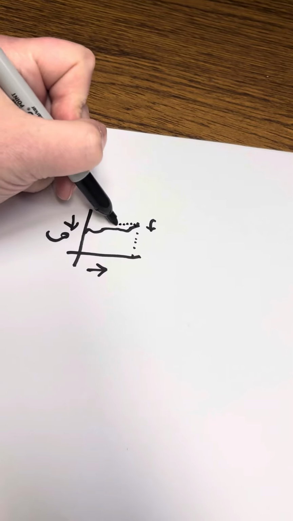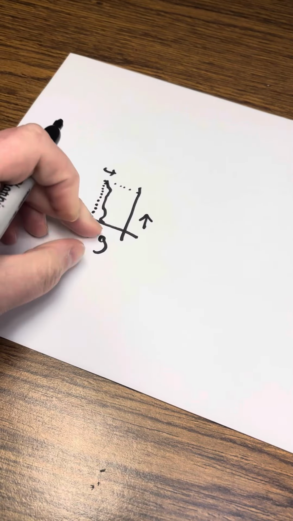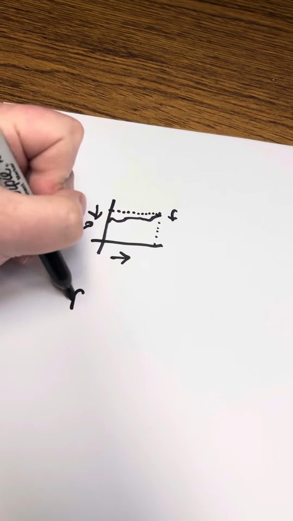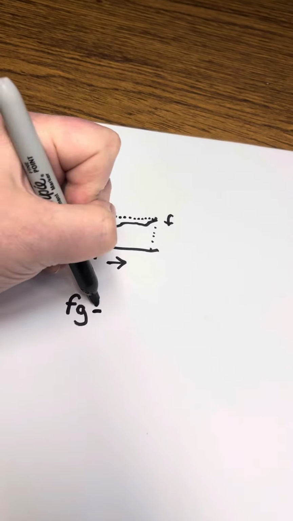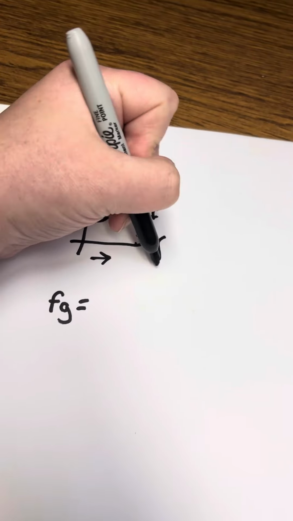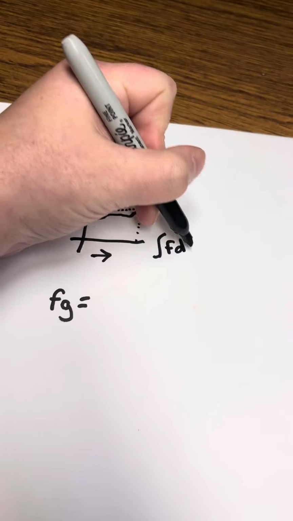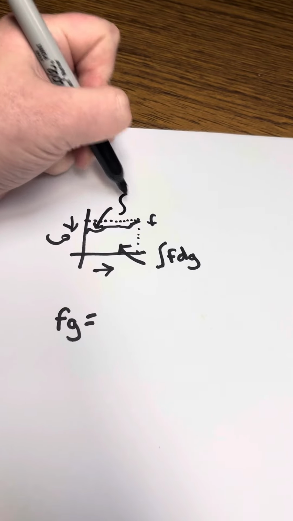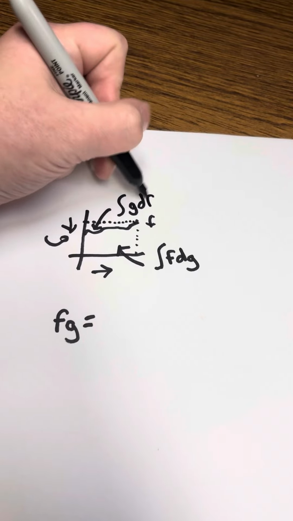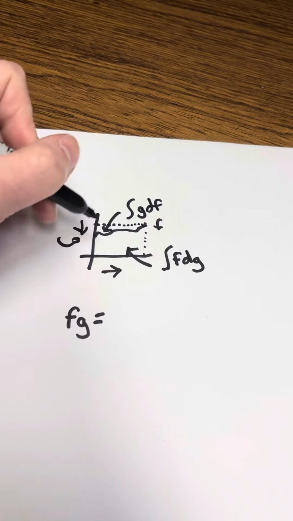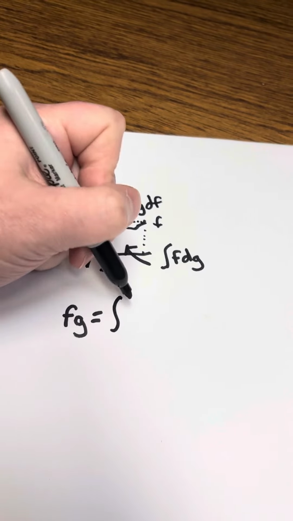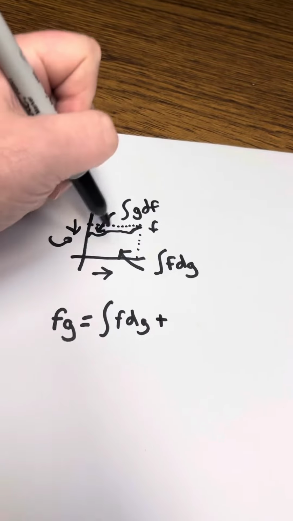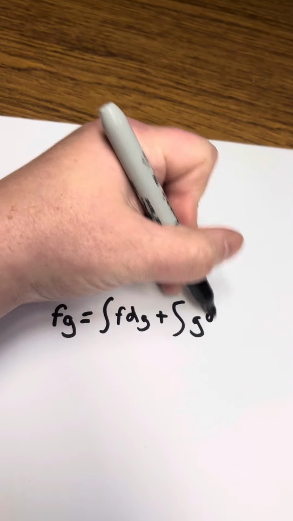So if you made, see how that's a function, and that's a function, you just make a box. The area of that box is just fg, and it's going to be equal to the integral of f dg, which is that, and the integral of g df. So you have fg, the total area of the box, is equal to integral f dg plus the integral of g df.